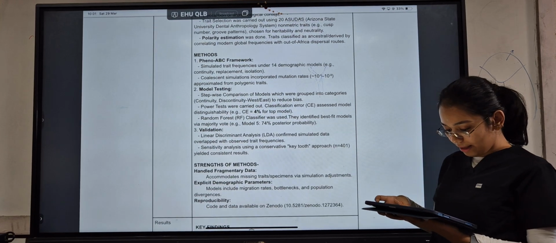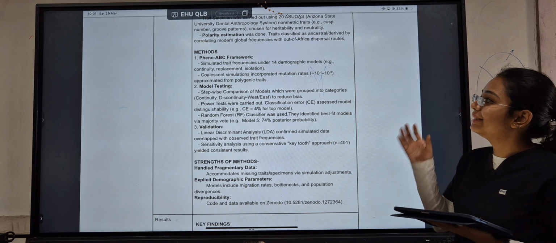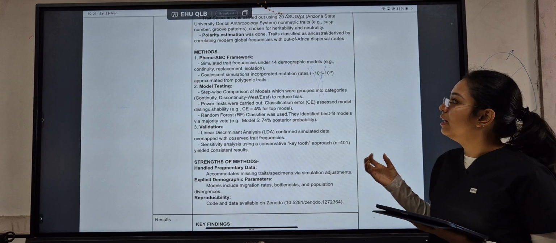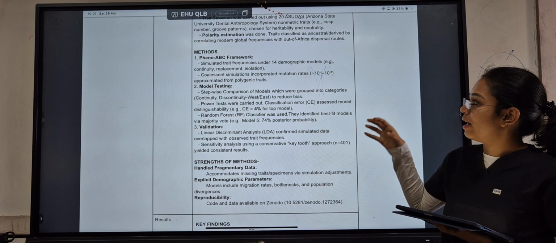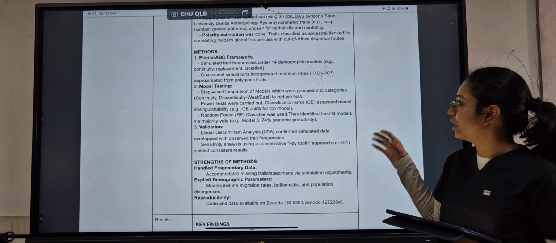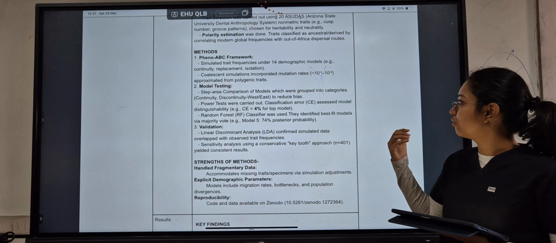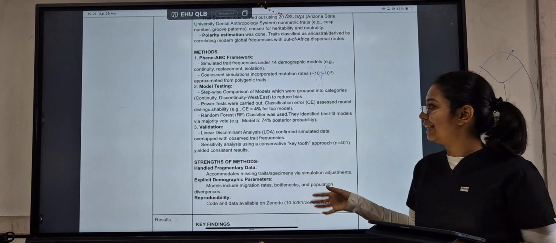The methods carried out. A Pheno-ABC framework was used, that is, simulated trait frequencies under 14 demographic models, which include continuity, replacement and isolation. Coalescence simulations incorporated mutation rates, approximately 10 to the power of minus 4 to 10 to the power of minus 2. It was approximated for polygenic traits.